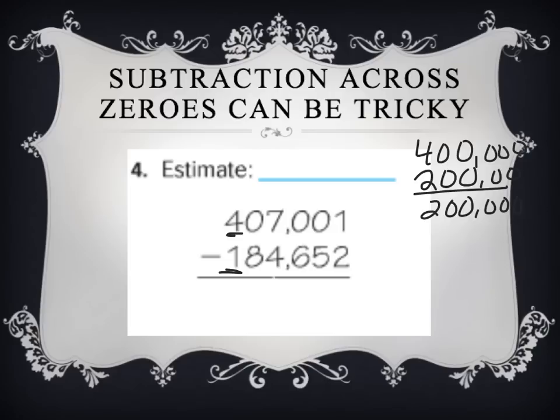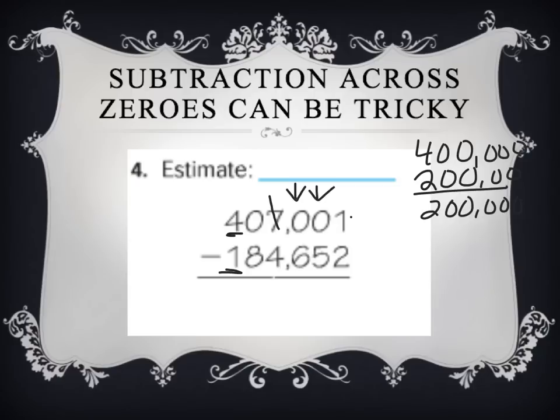So now let's subtract. 1 take away 2. I can't do it. But can I borrow anything from a 0? No. So I'm going to go to the next number. Can I borrow anything from that 0? No. You can't borrow anything from a 0. So I'm going to go to the next number. Can I borrow 1 from the 7?